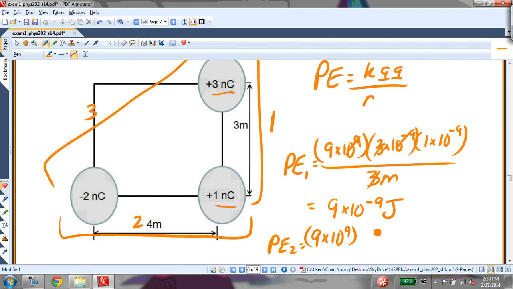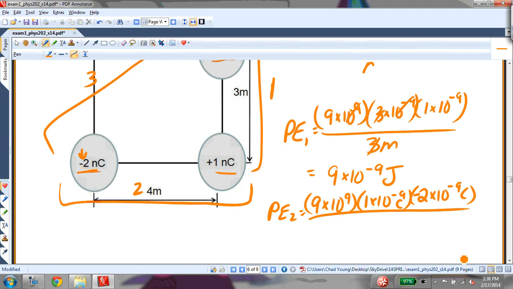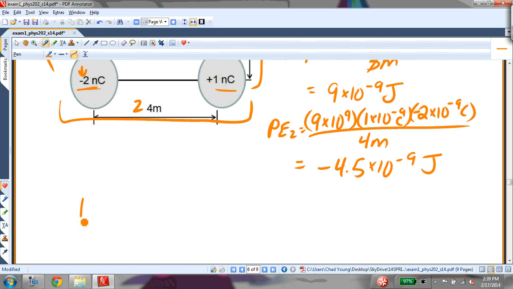I have 1 times 10 to the minus 9 coulombs. And then I have to include this charge, but don't forget the negative. So that's negative 2 times 10 to the minus 9, divided by the distance, which is 4 meters. And that gives me the energy for set number 2, which is negative 4.5 times 10 to the minus 9 joules. And then finally we do PE3.